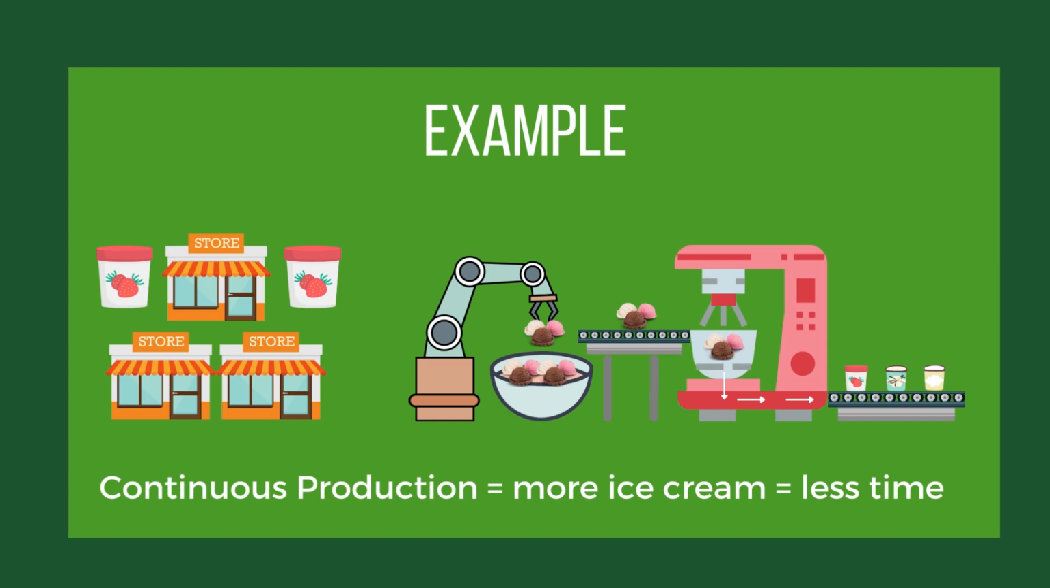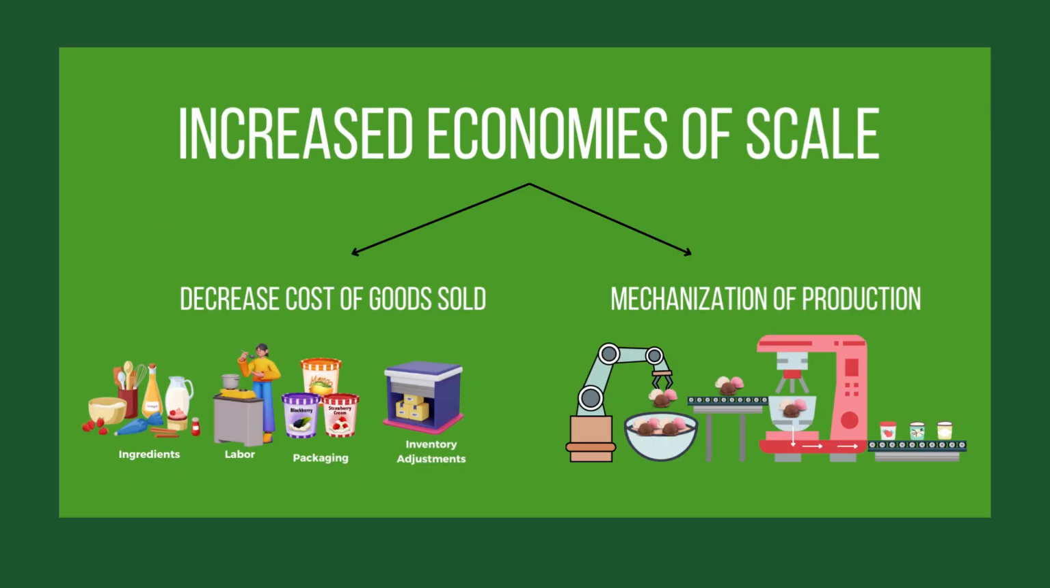Let's look at another example. Suppose Sweet Scoops is in phase 4 scale. Because they're in thousands of stores, Sweet Scoops now has a continuous manufacturing system that makes their product easier and more efficient to produce. The production method decreases costs like ingredients, labor, and packaging, as Sweet Scoops is now manufacturing more ice cream in less time.